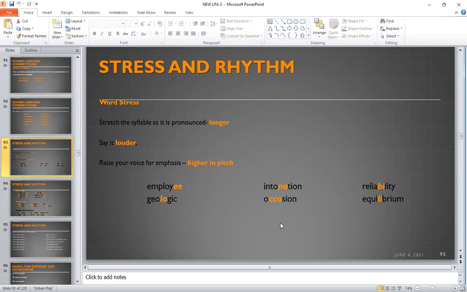Same thing when you are hosting. This is how hosts and teachers do it, to get attention, right? So you put stress and rhythm on how you speak, to get the attention of the people listening to you. Because if you're just using one rhythm, it sounds boring. You have to show emotions in how you speak.